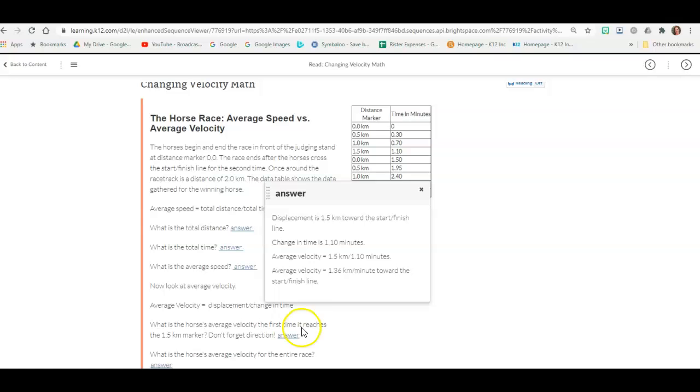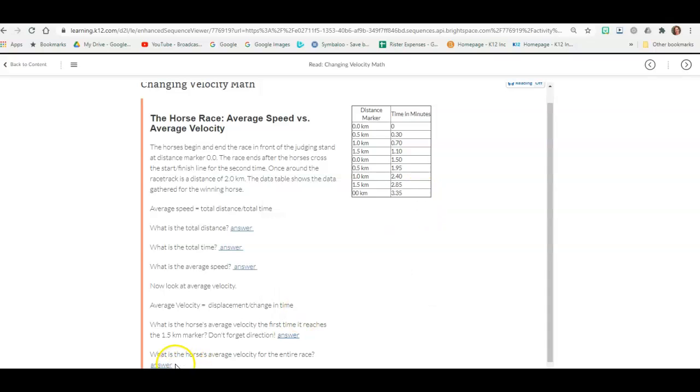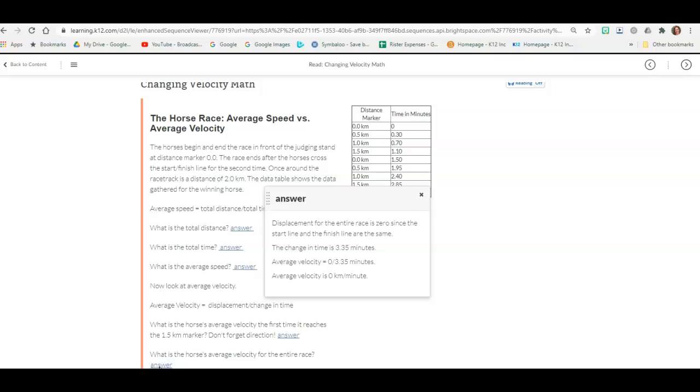Remember direction. The change in time is 1.10 minutes, so you just divide those to get 1.36. All right, so now the last question here, what is the horse's average velocity the entire race? So remember, displacement is 0 because we are back at the finish line, which is the starting point. It's taken 3.35 minutes. 0 divided by 3.35 equals 0. So that average velocity is 0 there.